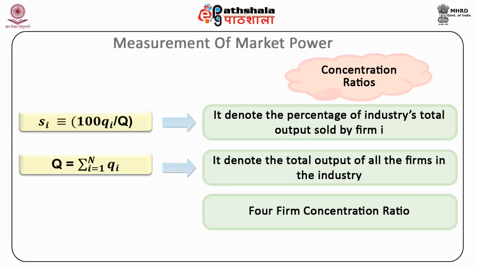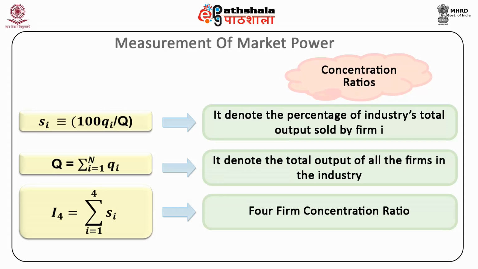We define the 4-firm concentration ratio by CR4 equals the summation of Si, where i goes from 1 to 4. These studies revealed a positive relationship between profits and CR4, implying that companies in more concentrated industries were more likely to be exercising market power.